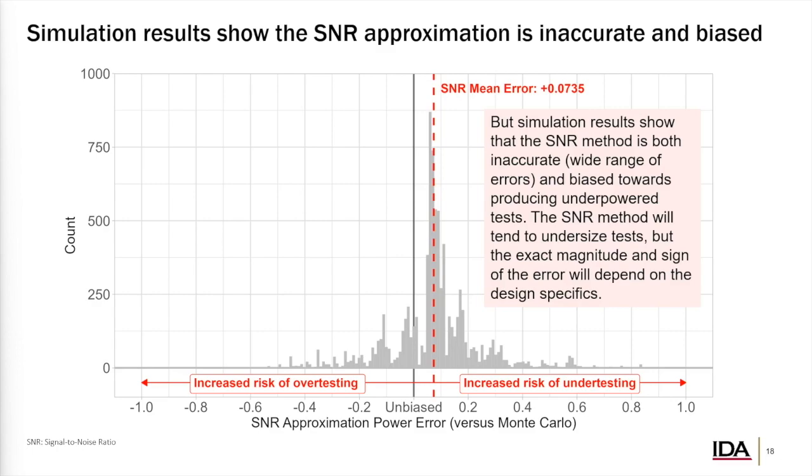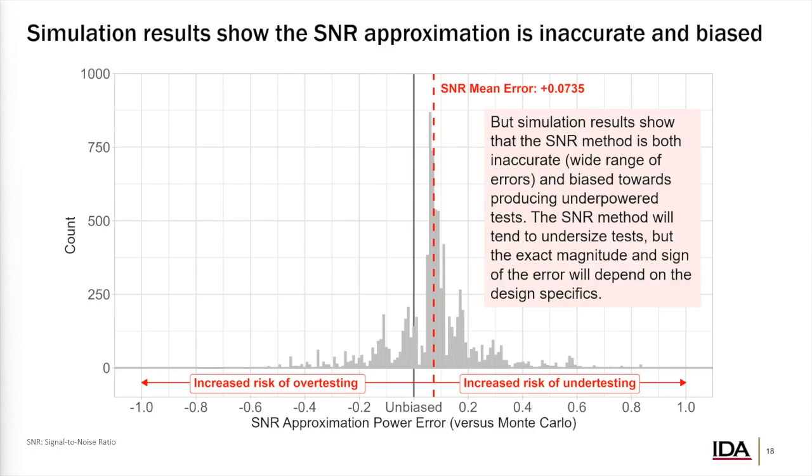And on the left side, we also have cases with under predictions of power of over 0.5, which is to say you think you have 30% power when you actually have 80%. You could have done your test at 80% power with a fraction of the resources. So that's the sort of bounding case.